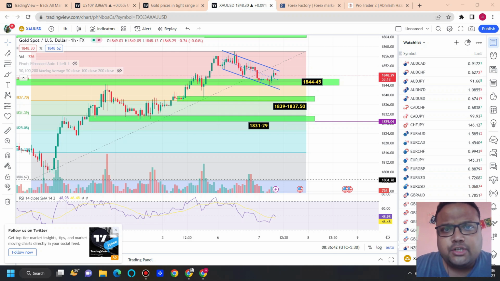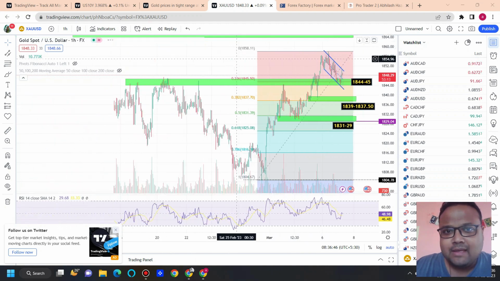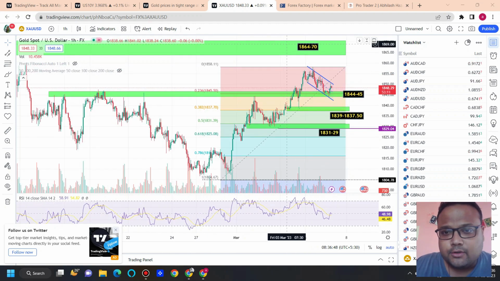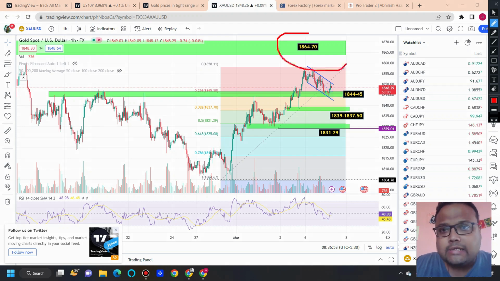So if we look at the major levels of the market, then overall the levels are still the same. As I have already discussed in my previous videos also, the strongest resistance on the chart of gold is 1864 to 1870. You can see that 1864 to 1870 is a big zone. It's a zone of 60 pips, but I can't help it. This is a resistance zone in the market.